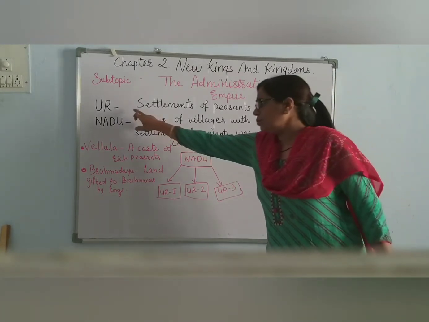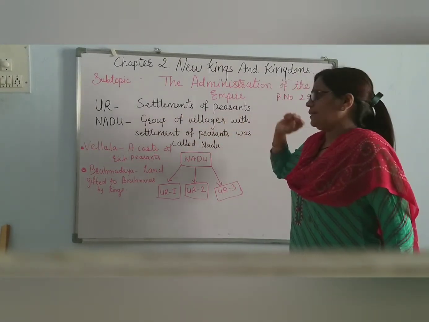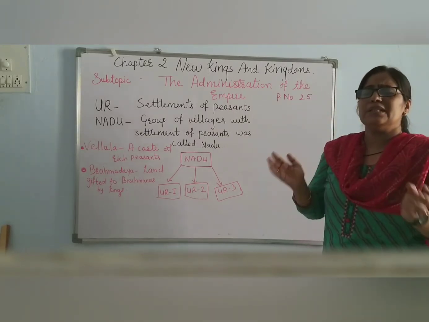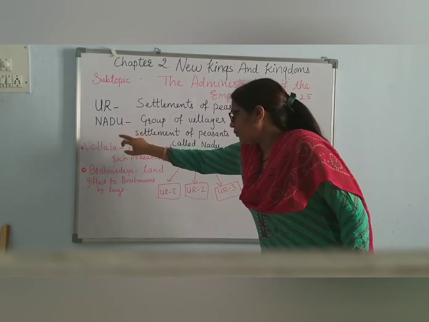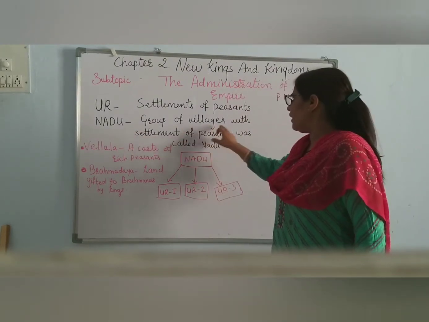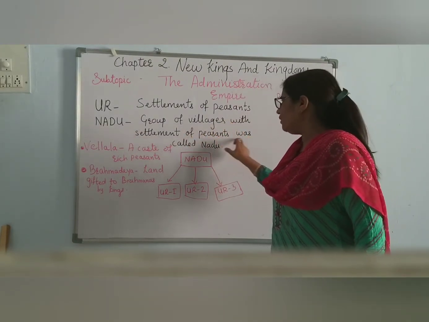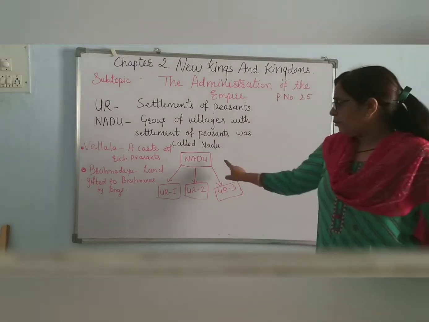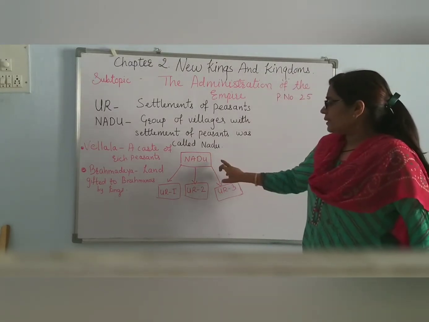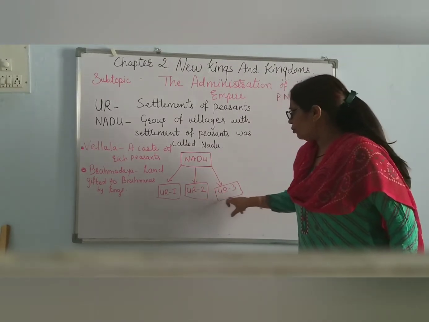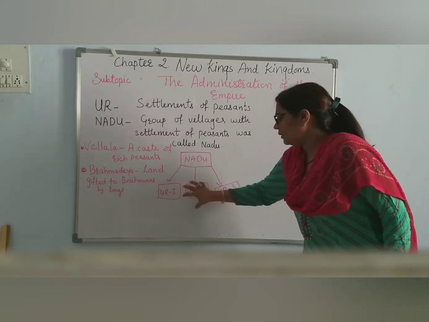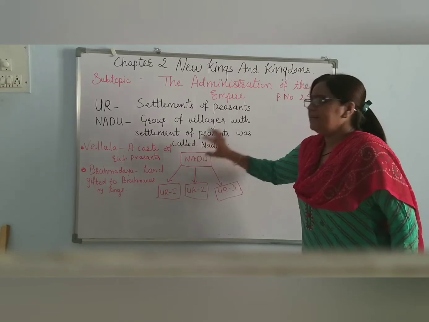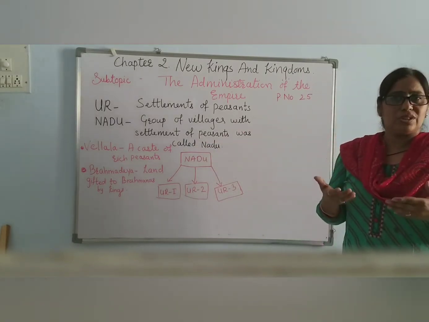The first term is Ur, the settlement of peasants. That means where the peasants were settled is called Ur. The next term is Nadu. A group of villages with the settlement of peasants was called Nadu. Like here you can see, Nadu contains Ur1, Ur2, Ur3. That is like Talukas, and Talukas make a district. At present we say it like this.